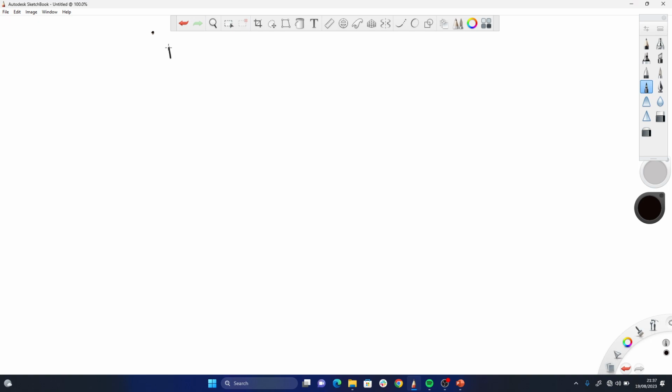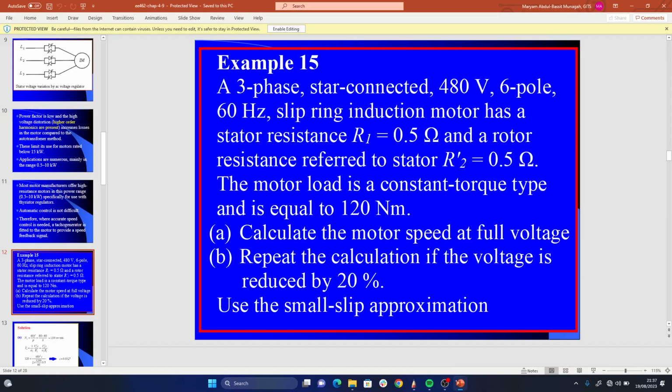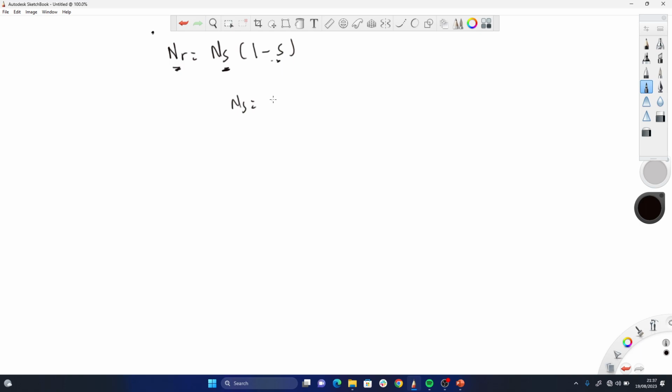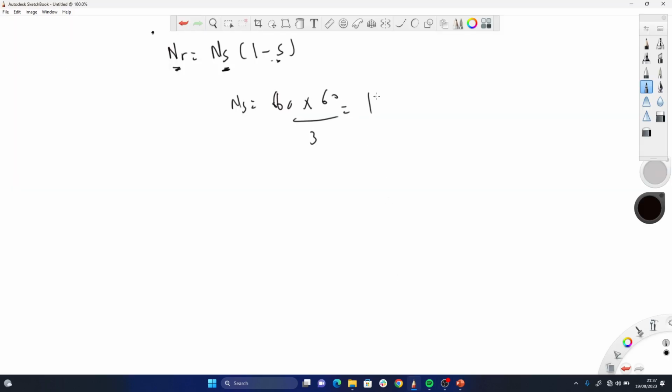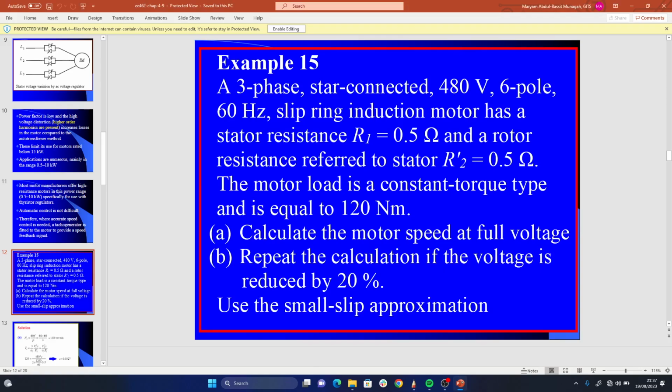We know that NR is equal to what? NS into bracket 1 minus slip. To find my speed, I need to find the synchronous speed and the slip. So I can find my synchronous speed as 60F over P. NS is 60F over pole pair. They give me the number of poles to be 6, so the pole pair is 3. 60 times 60 over 3, that's 1200 rev per minute.